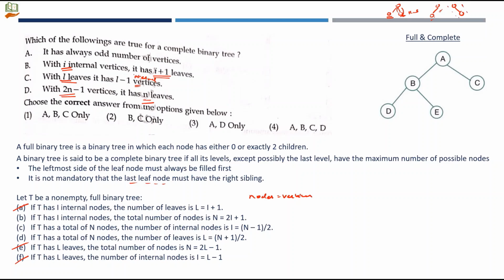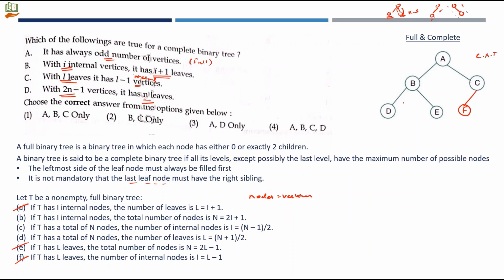And in general, a full binary tree will have an odd number of vertices. It's a full binary tree, so this statement is also okay. For a complete binary tree, you cannot always have an odd number of vertices. Say, for example, if I have a branch like this and place F here, this is a complete binary tree, but it doesn't have an odd number of vertices.